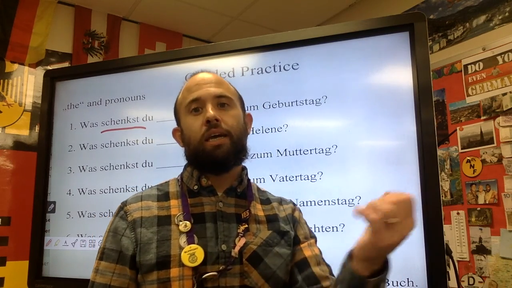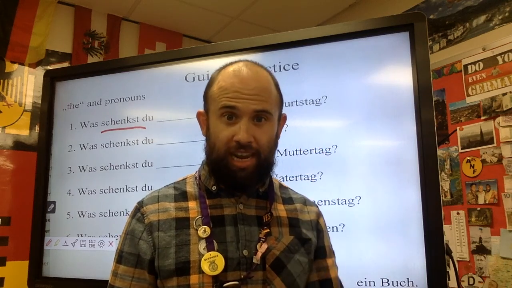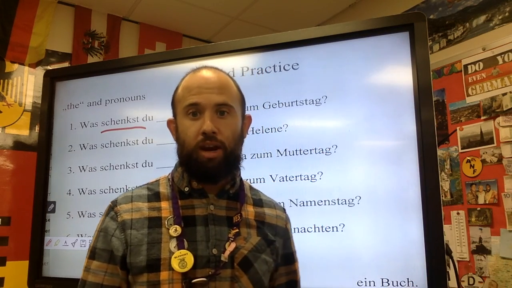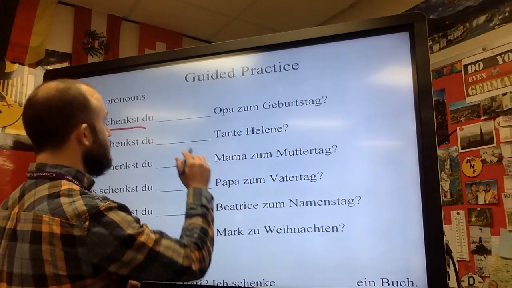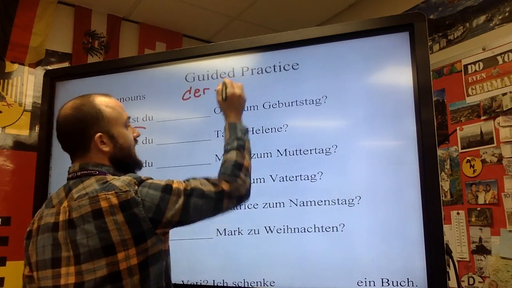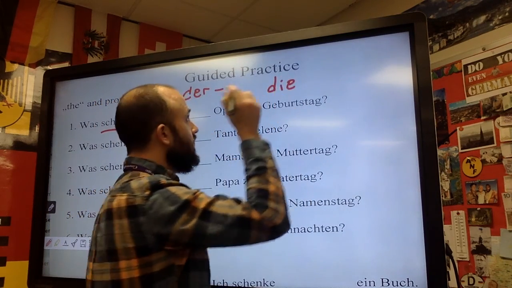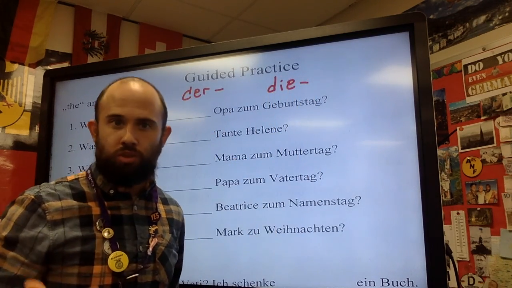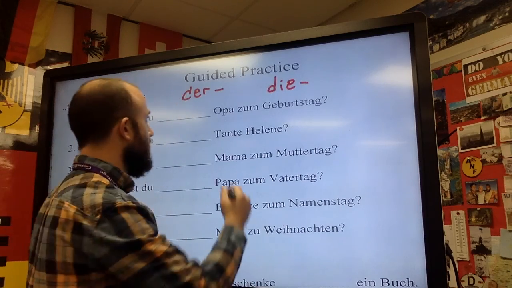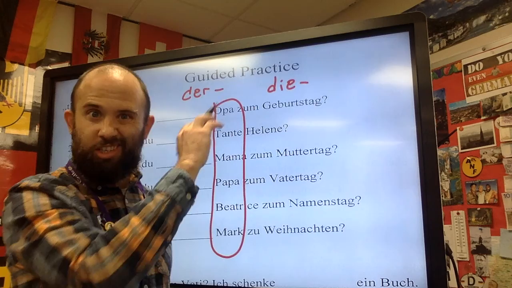Dative is the person getting or receiving that book. So grandpa. Grandpa is what's called dative. Another word for that is indirect object. So was schenkst du? To show that grandpa is getting it, der words are going to make a change. Die words are going to make a change. So are das words and plurals. But for right now, since we're only talking about people here, I just want to show those two changes, der and die.